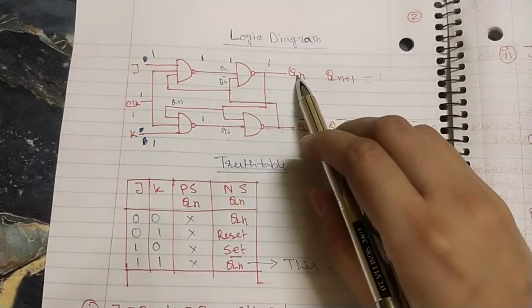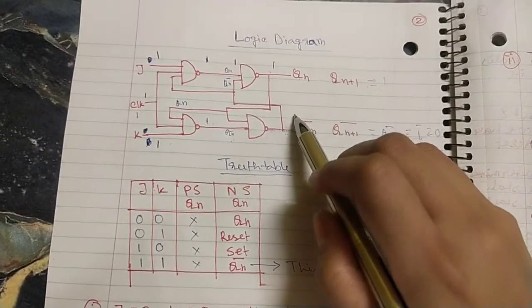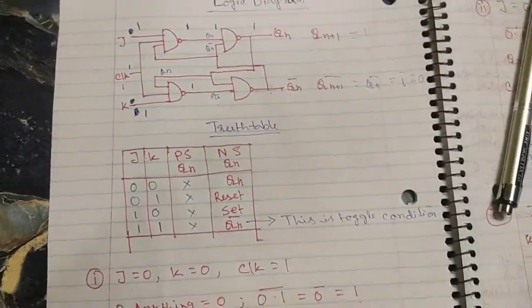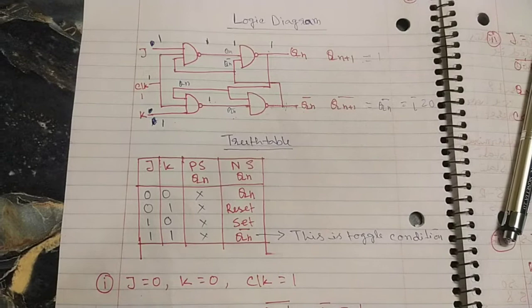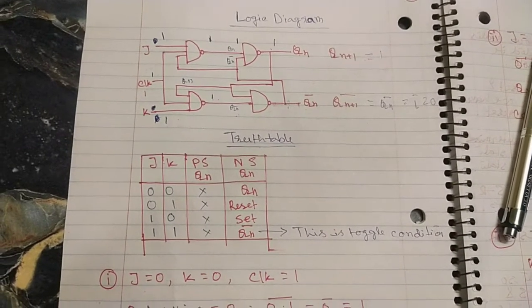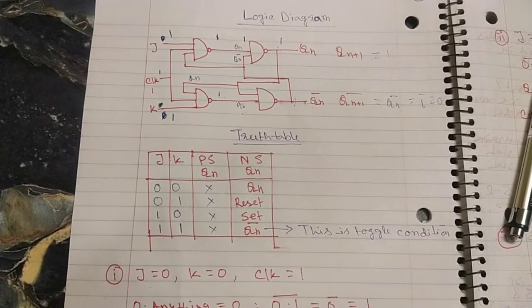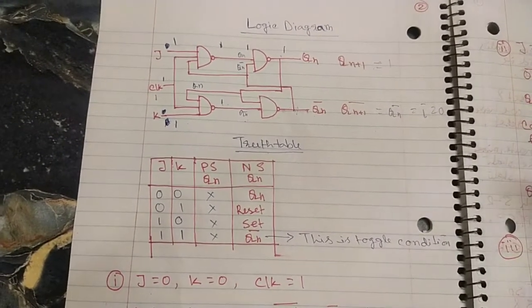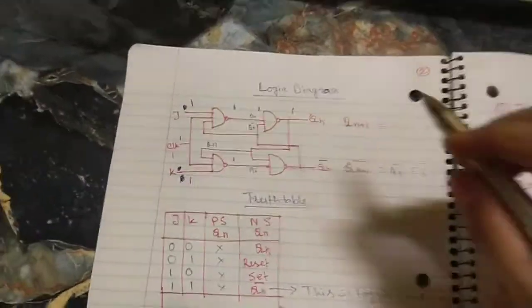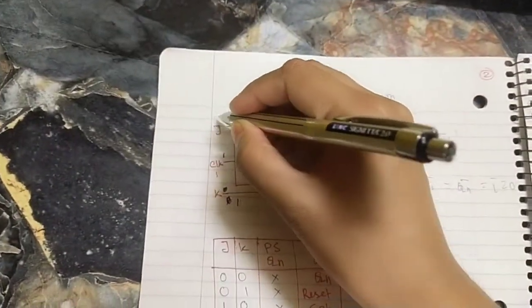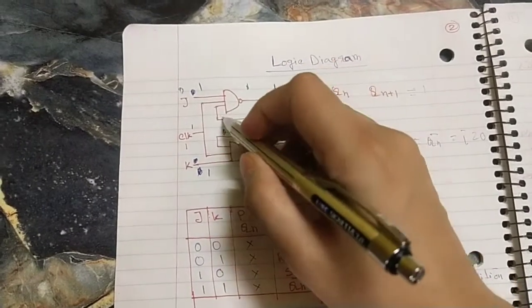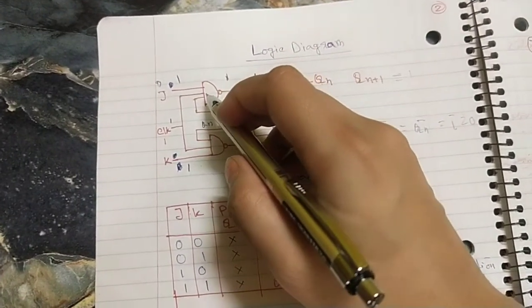That is Qn and Qn bar. These two outputs will be the input of this NAND gate. When we solve, then we can understand what we are saying. J equals 0 and K equals 0, and clock always 1 to trigger the flip-flop. When J equals 0 and K equals 0, then what happened? This is J equal to 0 and clock equal to 1. 0 into something, whatever may be our third input.